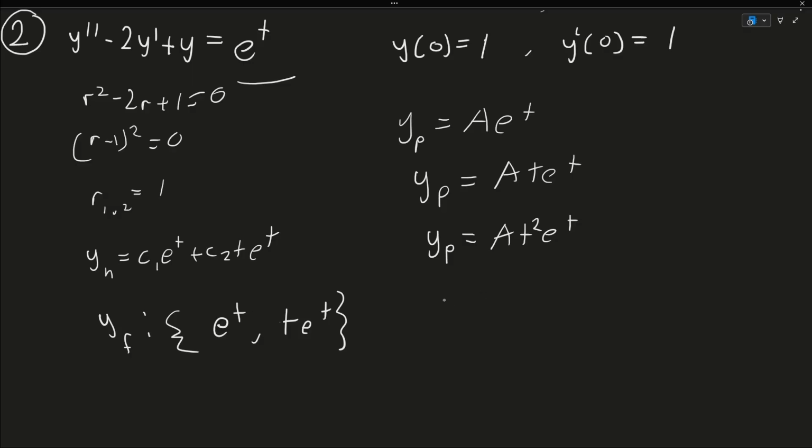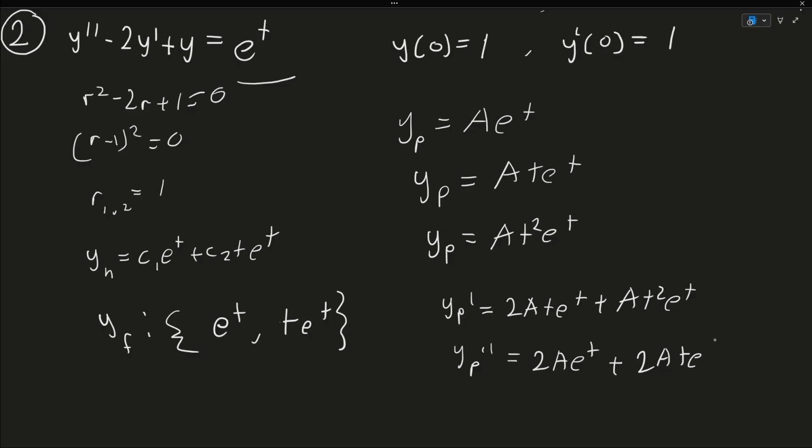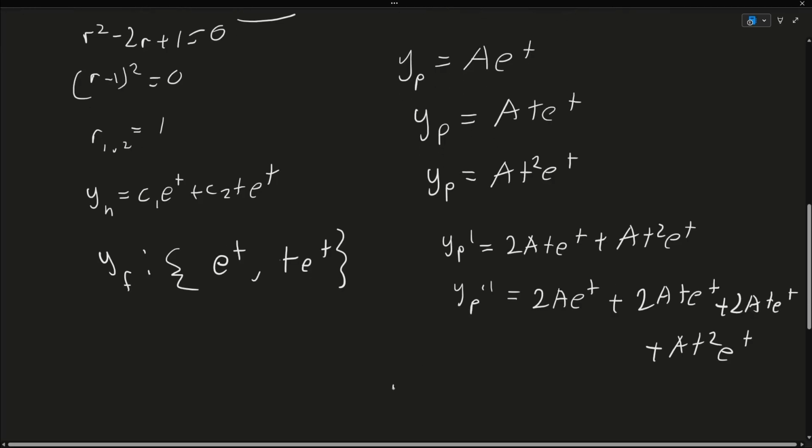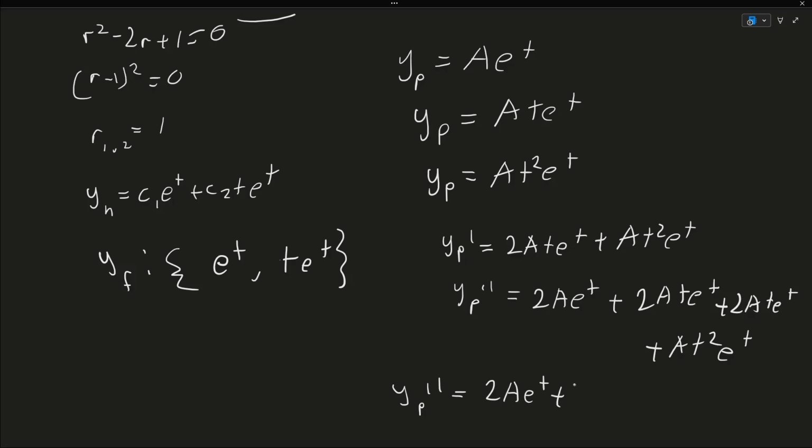So if we go ahead and plug that in, our first derivative would be 2at e to the t plus at squared e to the t, and our second derivative will be 2a e to the t plus 2at e to the t plus 2at e to the t plus at squared e to the t. And if we further simplify, yp double prime equals 2a e to the t plus 4at e to the t plus at squared e to the t.